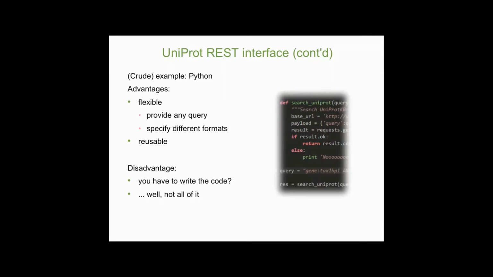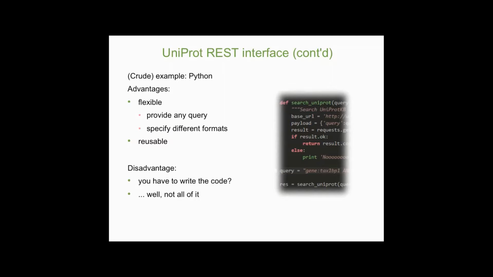Obviously, the advantage of such an approach is that it's very flexible. You can provide different queries and very many queries to the same function. You can specify different formats and see what are the differences in terms of download. And such a function is also reusable. You can use it in many different ways and different pipelines that you can tie together and integrate with one another. The disadvantage, obviously, is you have to write the code.